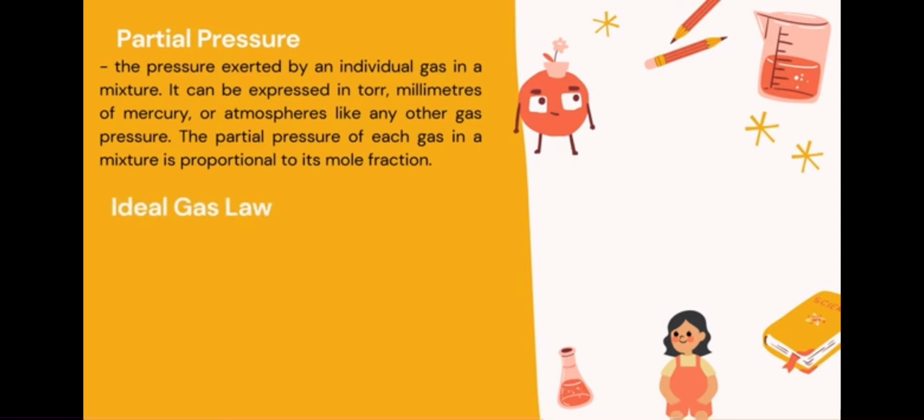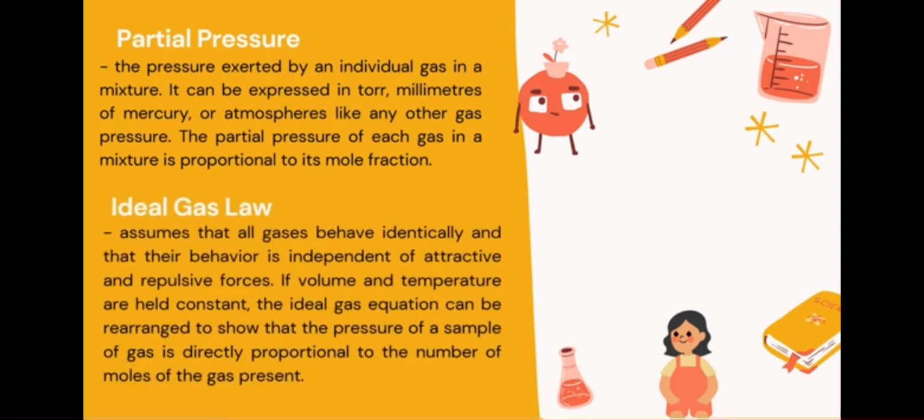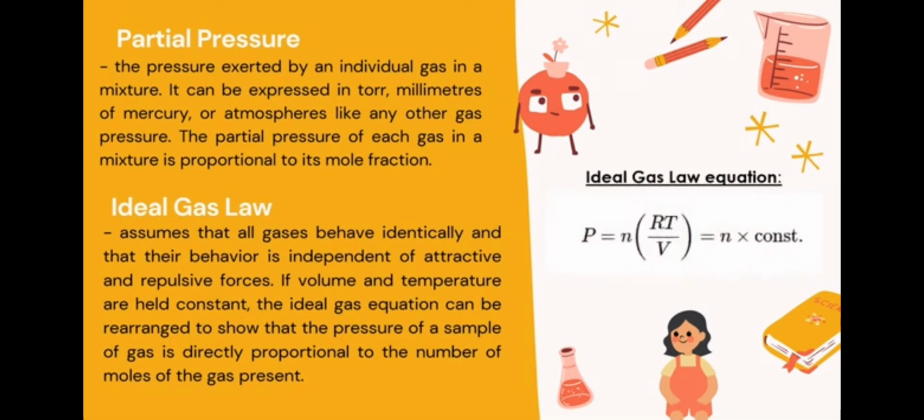On the other hand, we use the ideal gas law to determine the partial pressure of a certain gas in the mixture. The ideal gas law assumes that all gases behave identically and that their behavior is independent of attractive and repulsive forces. If volume and temperature are held constant, the ideal gas equation can be rearranged to show that the pressure of a sample of gas is directly proportional to the number of moles of the gas present.